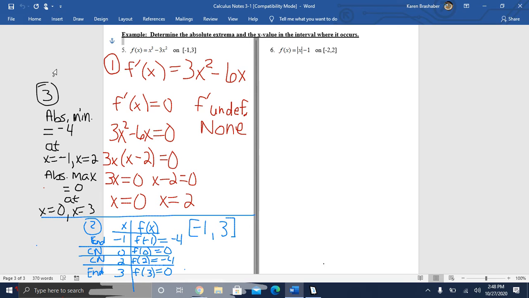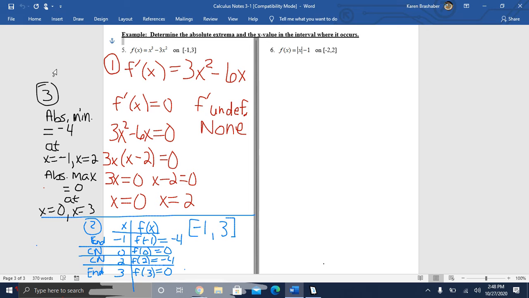All right, so you see your 3 steps. You do your derivative, you set your derivative equal to 0, or look for where it's undefined, and all of those x values will be critical numbers. Then you evaluate the function at the 2 endpoints and every critical number between those 2 endpoints. And finally, you make your conclusion based on your evaluation. Your lowest y value will be the absolute min, and your highest y value will be the absolute max.